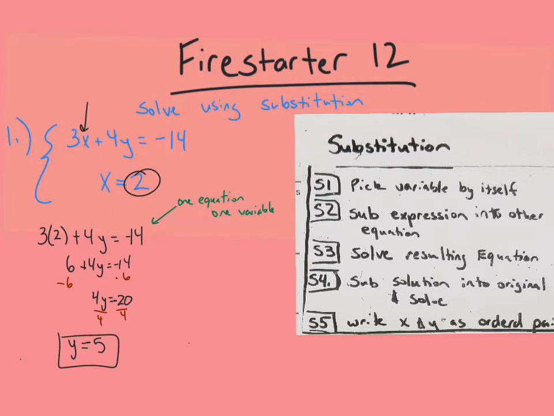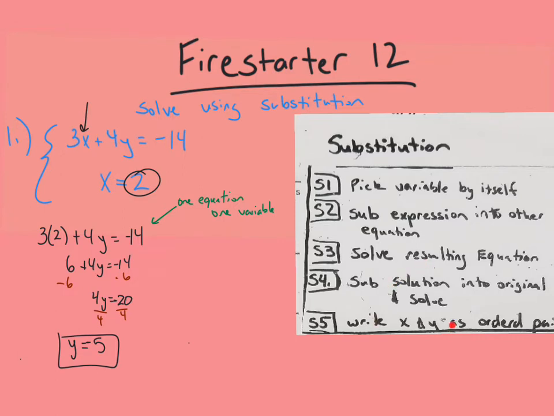So I'm checking my steps here. I picked a variable to get by itself. That was x. It was already by itself, so they did that for me. I subbed 2 into the other equation. I solved that equation. Now because I already have an answer for x, I don't even have to do any more work. If I really wanted to, I could plug in negative 5 for y in the top equation and then get x, but I'm not going to.